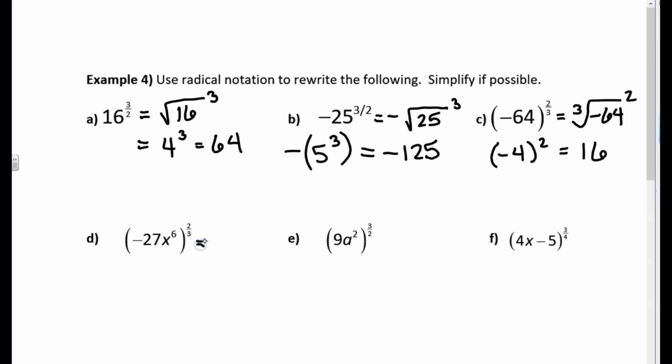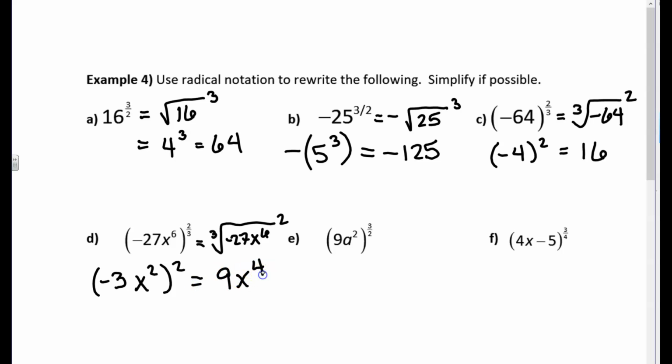And then here, my denominator is a 3, so I put the 3 here, and I put negative 27 x to the 6th. Again, the negative's inside parentheses. All that's going to be squared, so let's do the cube root part first. The cube root of negative 27 is negative 3, and the cube root of x to the 6th is x squared, and I'm now going to square that to get 9x to the 4th.